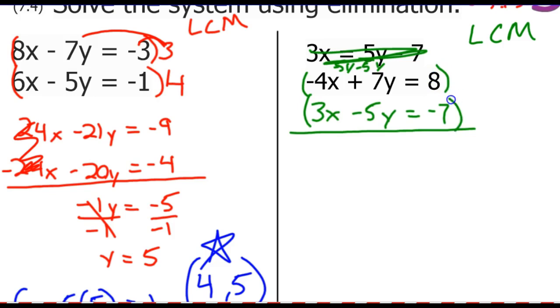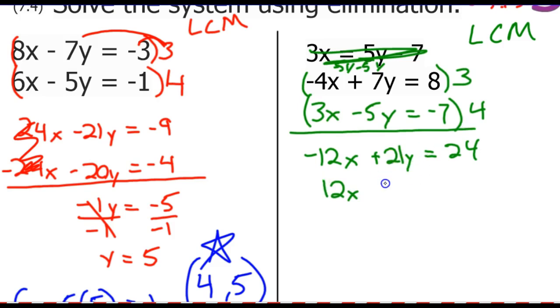So to get from negative 4 to 12, I'm going to multiply this by 3. To get from 3 to 12, I'm going to multiply it by 4. So we get negative 12x plus 21y equals 24. 4 times 3x gives us 12x. 4 times negative 5 is negative 20y. And 4 times negative 7 is negative 28.